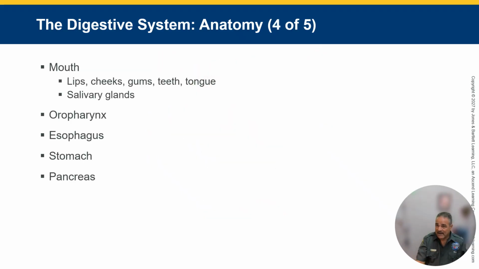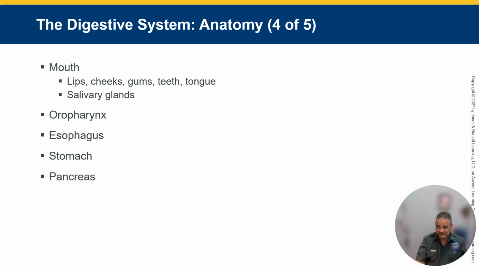All right, so the mouth, beginning in this area, consists of lips, cheeks, gums, teeth, and tongue. The hard and soft palate. You also have salivary glands in there, two types of salivary glands. Saliva is approximately 98% water and 2% mucus, salts, and organic compounds. The oropharynx is a tubular structure that extends from the back of the mouth to the esophagus and the trachea. We will teach you in your airway section, we use an airway adjunct that goes into the oropharynx.